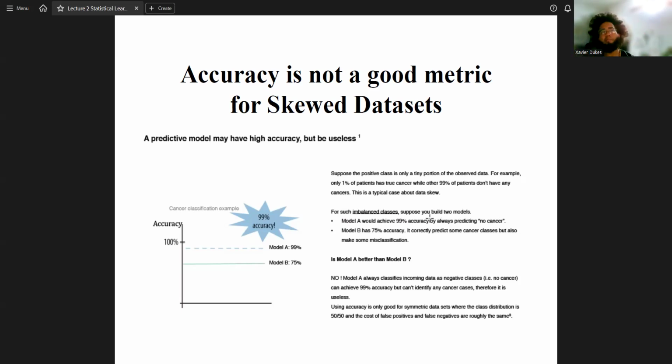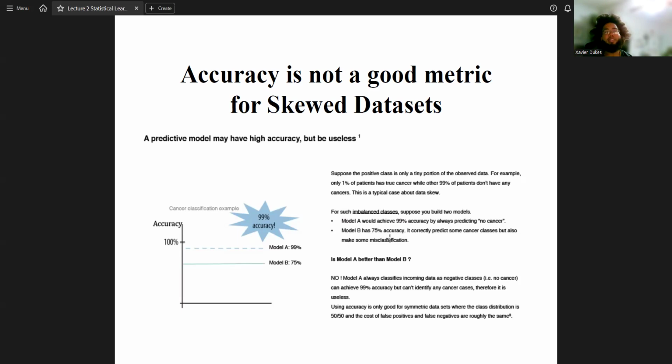For such imbalanced classes, suppose you build two models. Model A would achieve 99% accuracy by always predicting not cancer. Model B has 75% accuracy. It correctly predicts some cancer cases, but also makes some misclassifications. If the model just always says no cancer, it's going to be right 99% of the time because only 1% of patients have it. Of course, it's going to be right 99% of the time. It just says no all the time. Therefore, the model is accurate, but it's not detecting what we want it to.